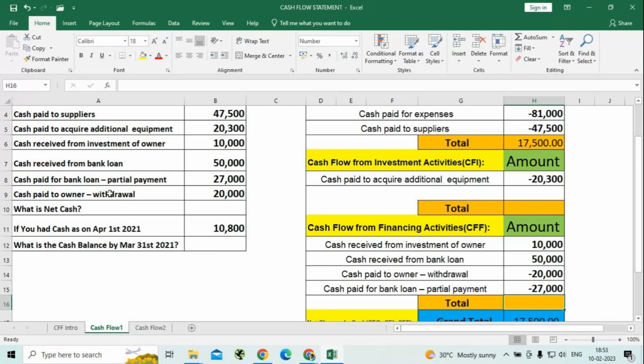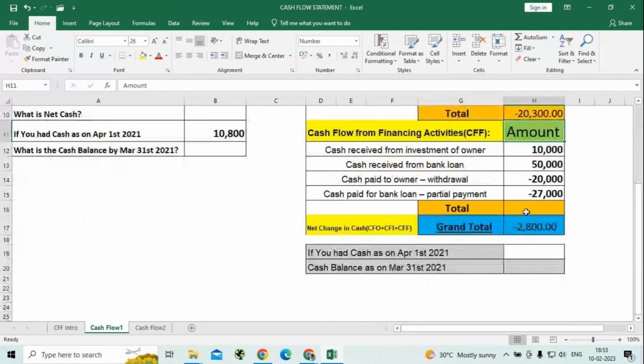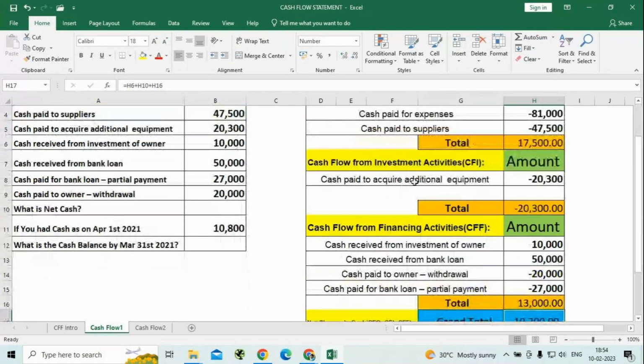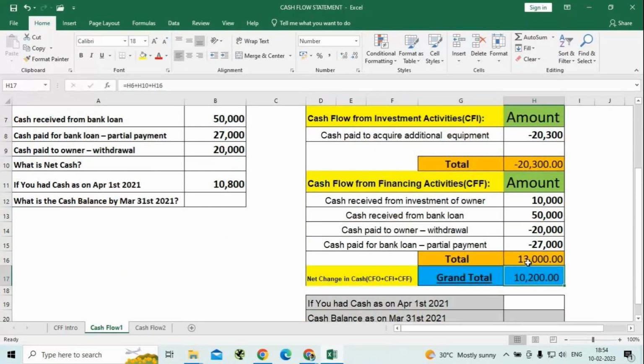Is there anything we have left out till now? No. So we have taken all the values. Okay, so now let us see the total of this. There is only one, minus 20,300. So this one I have to sum up. So it is 13,000. The total cash flow from the operating activities is 17,500. Investment we had, it is a minus 20,300, and cash flow from the financing activities is the plus value of 13,000.